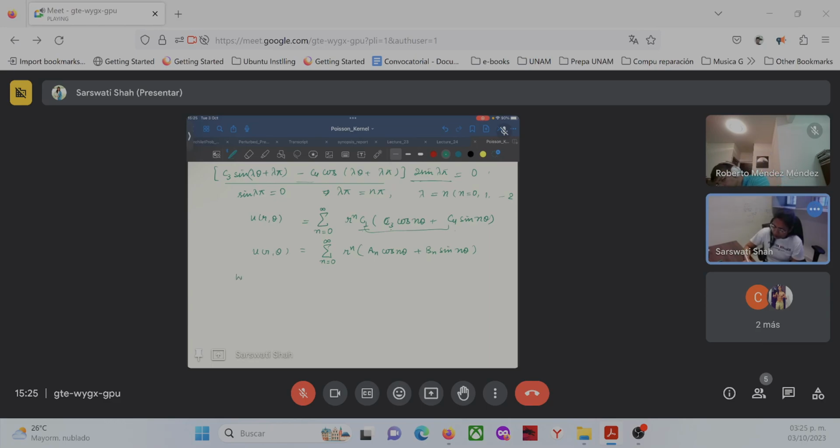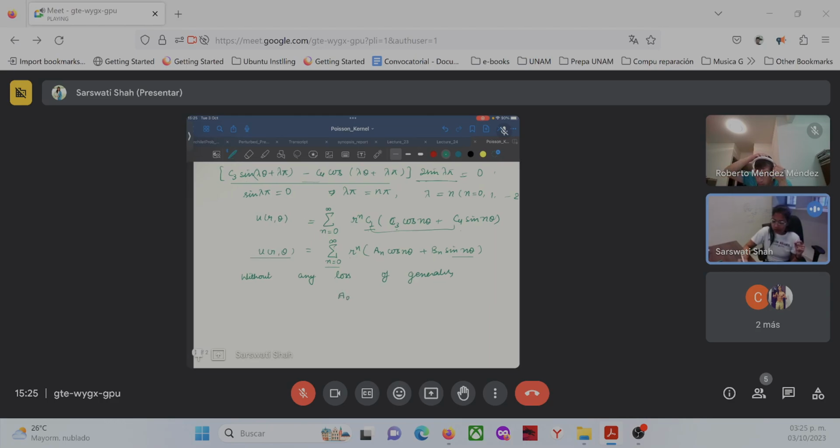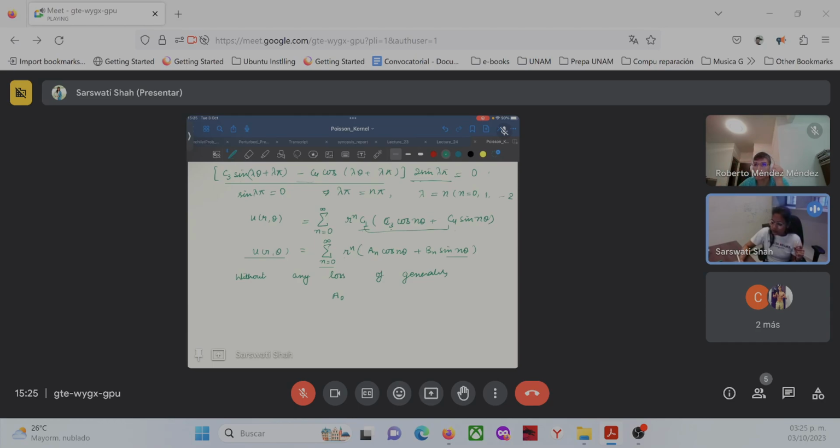And without any loss of generality, when n will be 0, sine 0 will be 0, and r to the power 0 is 1. We will be left with a0, that is equal to u r comma theta. So without any loss of generality, we consider a naught is nothing but a naught by 2, just to make it a Fourier series.